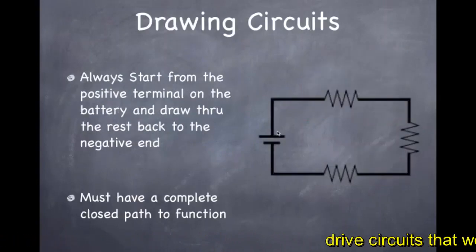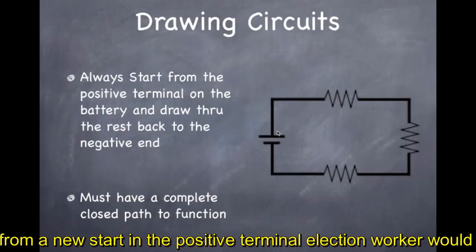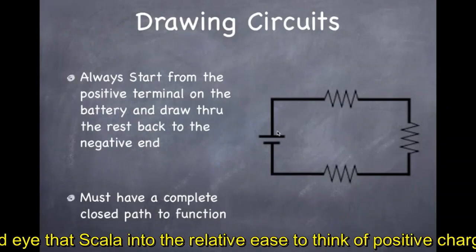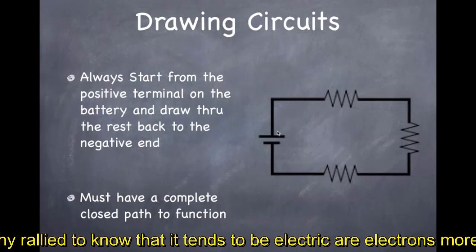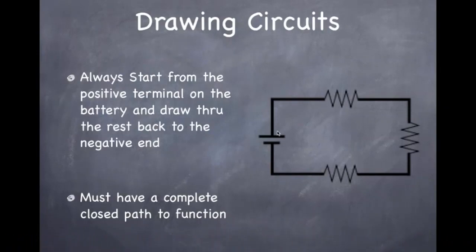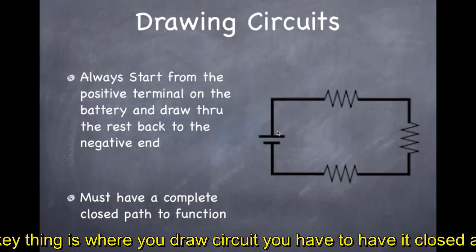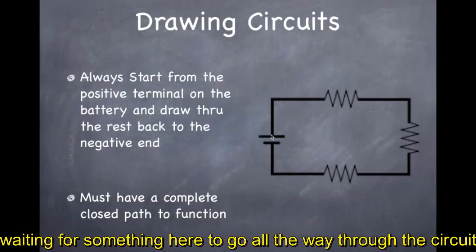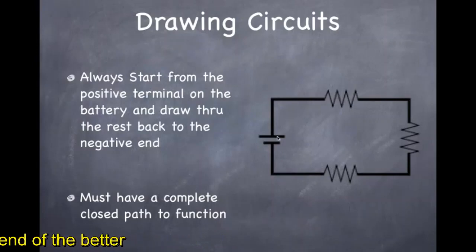Drawing circuits. Now, we always draw circuits starting from the positive terminal, and we work our way back through to the negative end. That's kind of an ancient relic of when they used to think it was positive charge that moves through the wire, and now we know that it tends to be electrons more than anything. Even they don't really move. But the key thing is whenever you draw a circuit, you have to have a closed path. In other words, you have to have a way for something to go all the way through the circuit and get back to the other end of the battery.